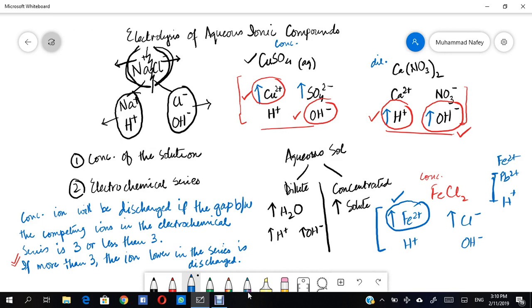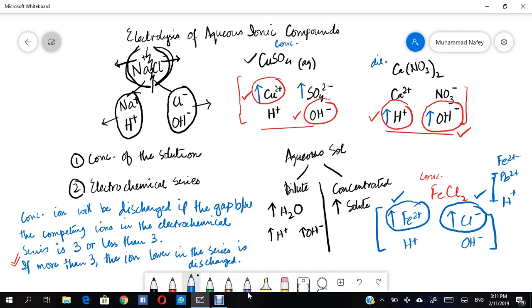Similarly, on the anionic side, chloride ions should be discharged if the gap between chloride ions and hydroxide ions in the electrochemical series is 3 or less than 3. And that's exactly what's going to happen. The gap between chlorides and hydroxides in the electrochemical series is exactly 3, and therefore chloride ions will be discharged.